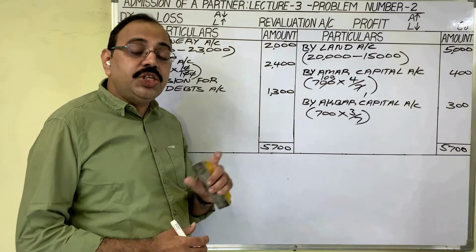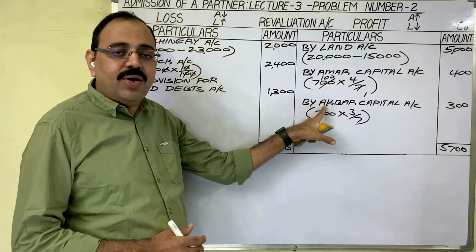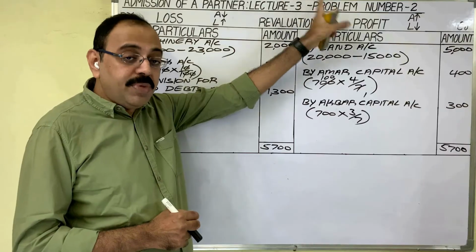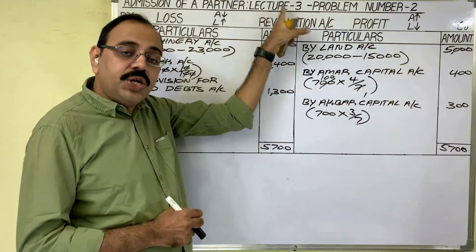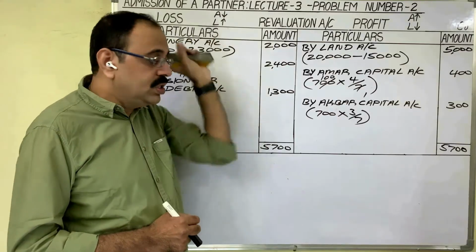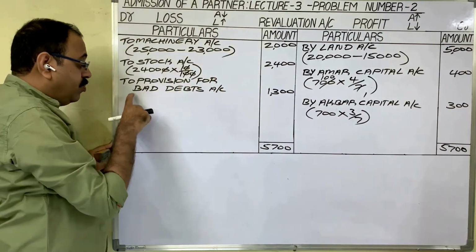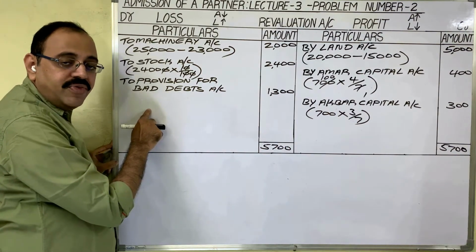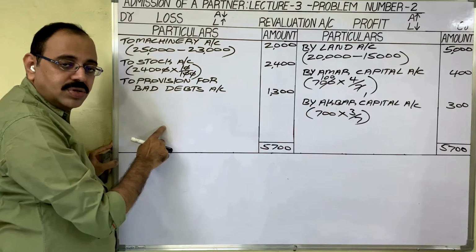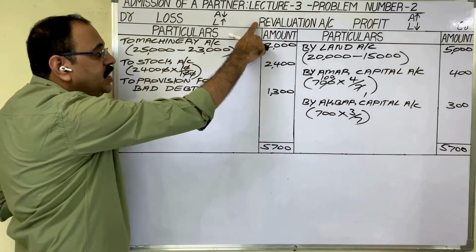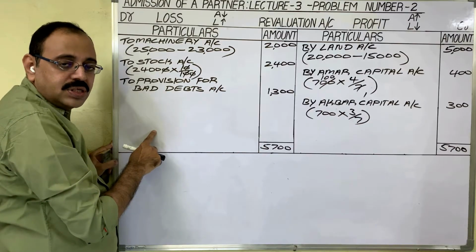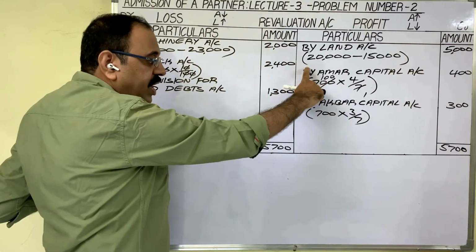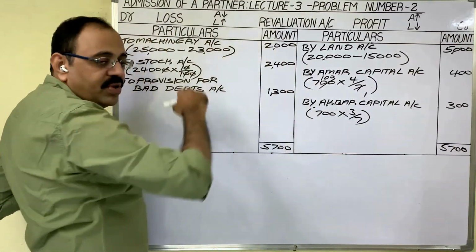The third entry is for distributing the loss to old partners' capital accounts. Recollect the previous two problems, problem number 3 and problem number 1, lecture 1 and lecture 2. In those two videos, profit came in the revaluation account, so on the debit side we distributed that revaluation profit to old partners' capital accounts. In the journal, we wrote revaluation account debit to old partners' capital accounts. But in the present problem, instead of profit, we have loss. We credited the partners' capital accounts in the revaluation account.